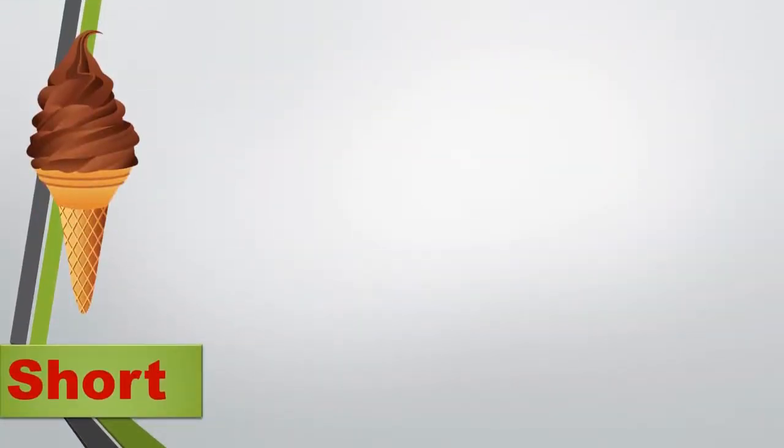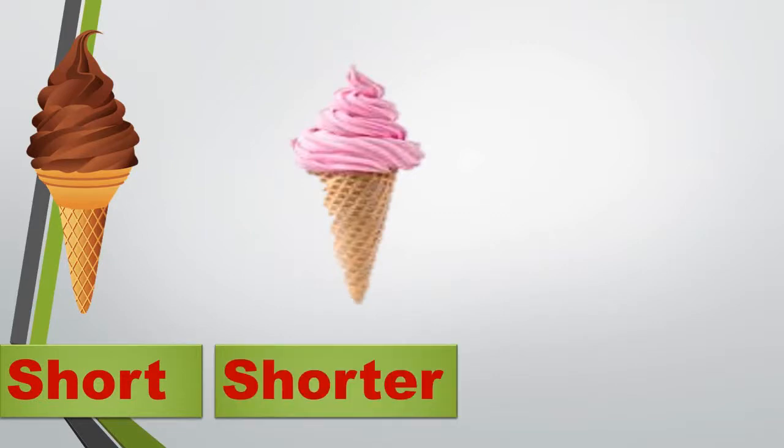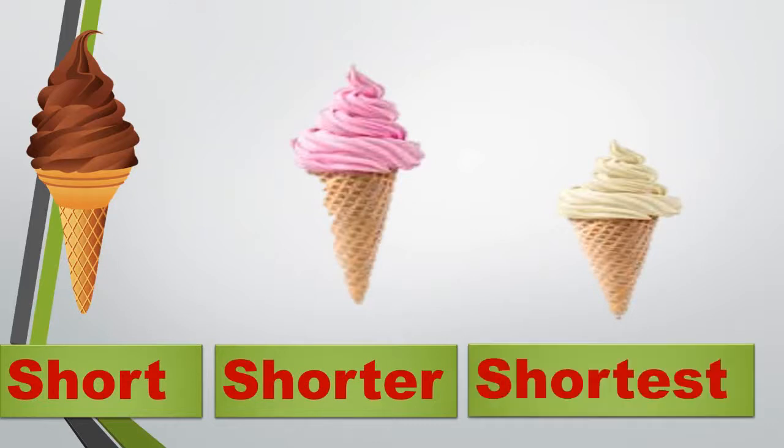Today is my birthday. My mother is very happy. She gave me my favorite chocolate ice cream cone. She gave me another strawberry ice cream cone. Strawberry ice cream cone is shorter than chocolate ice cream cone. She gave me another vanilla ice cream cone. Now, vanilla ice cream cone is shorter than strawberry ice cream cone and chocolate ice cream cone. It means vanilla ice cream cone is shortest among all the ice cream cones.